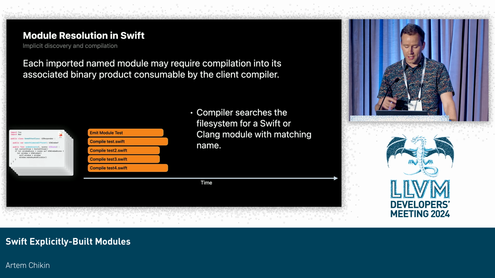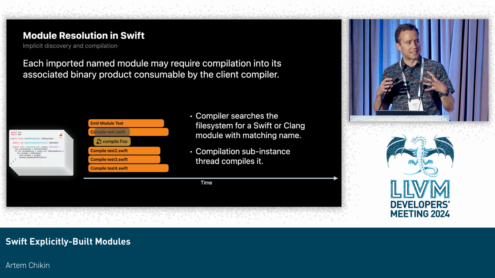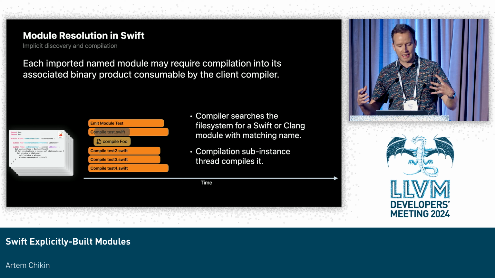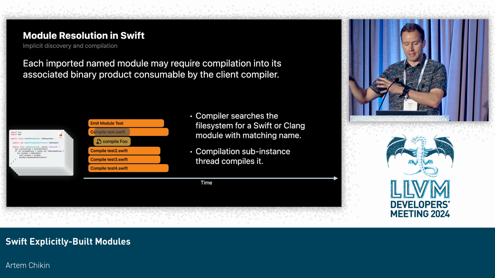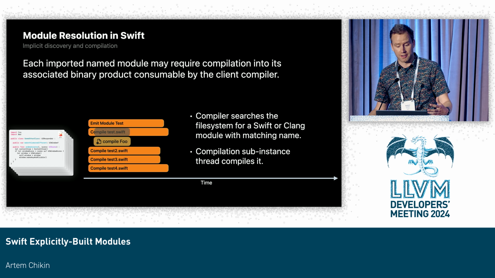And suppose one of the tasks here encounters an import of foo, and what it's going to do is spawn a compilation subinstance. It is going to take its own compiler process, take a certain subset of the compilation context of all of the flags, the target triples, the -D flags, and spawn a new thread to go and compile that module. And it can't necessarily make any forward progress until that compilation thread is done.